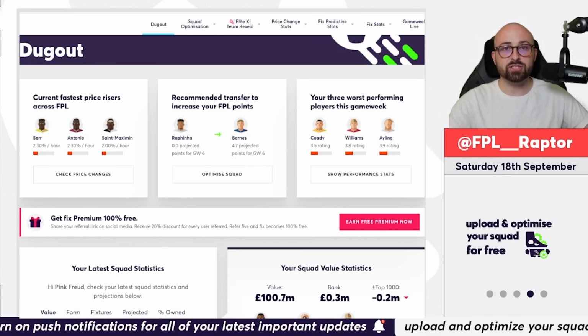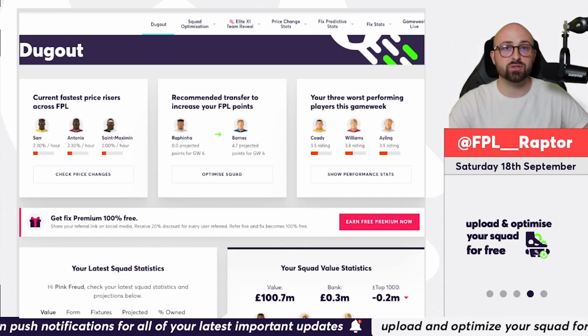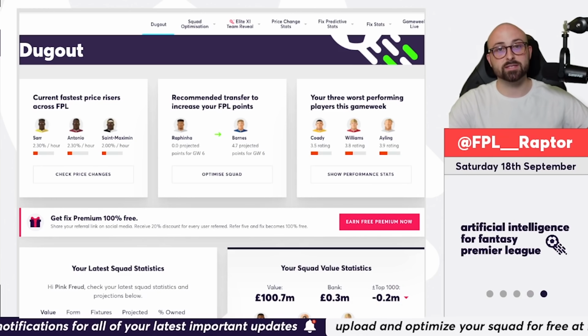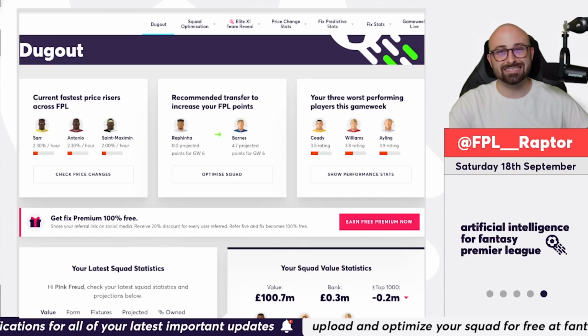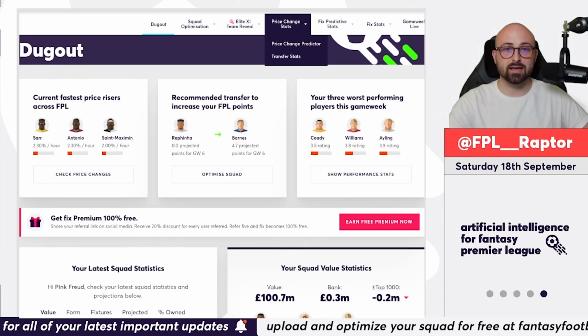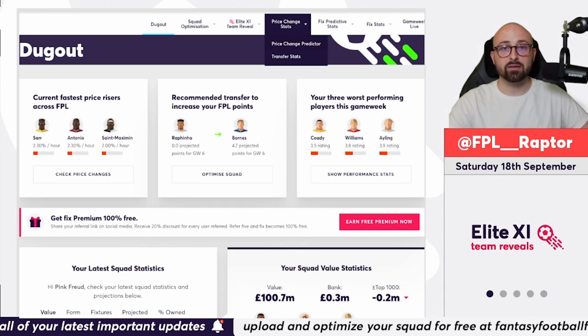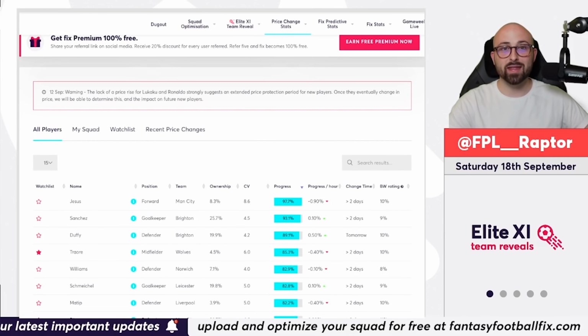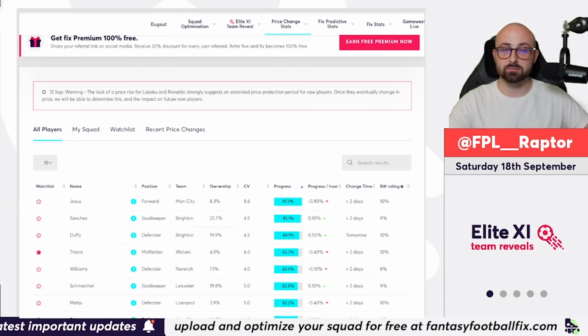So for those of you that have never checked price changes yourself, and perhaps you want to, but you just never know what you're looking out for, when you first load onto the page, you'll see this page, which is the dugout. This is the landing page. But if you just want to check for price changes, you head to price change stats and you can see price change predictor there. If you click on that, you'll come to a list essentially of all of the players in the game and where they're at with respect to their potential price rises and price falls.